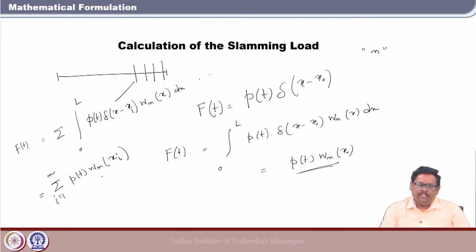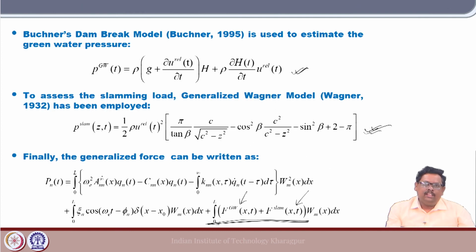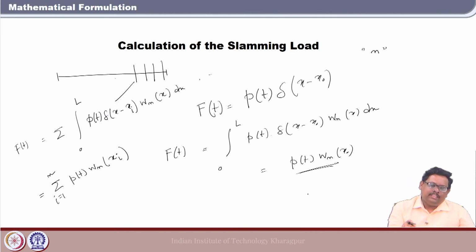There are many ways you can do that, right. You take the pressure at each point and you multiply with a Dirac delta function, and then you can integrate along the length. So, this is how you can incorporate the slamming load. You see, that is what he has done. In this expression also the same thing has been done. We multiply this with this motion, right. So, now this is how we can incorporate the slamming and the green water in the flexible code also.